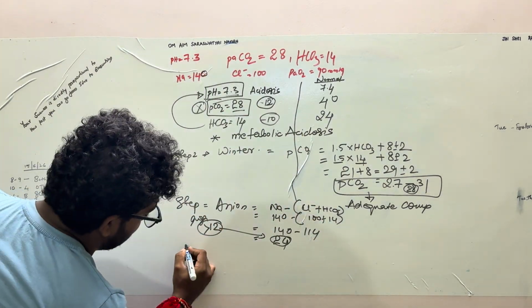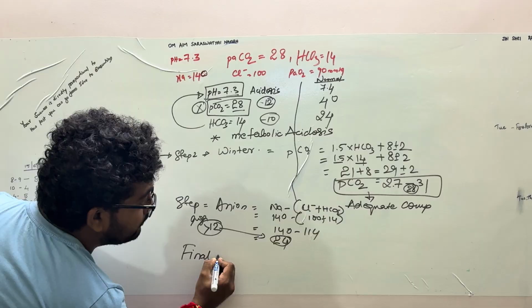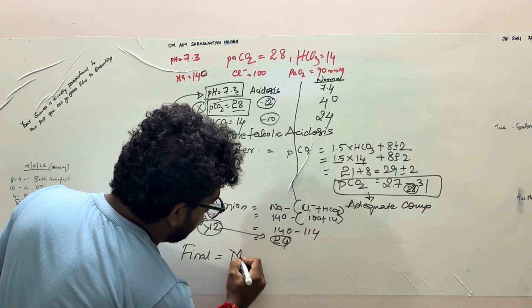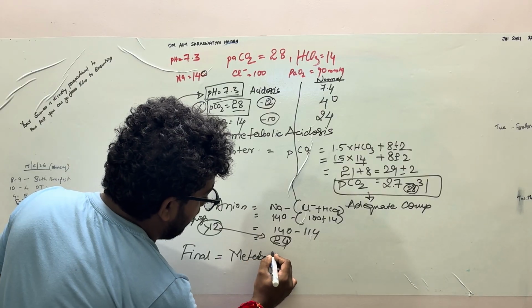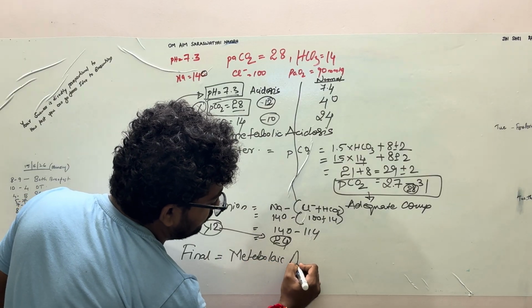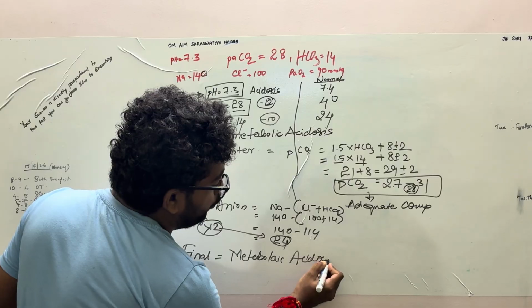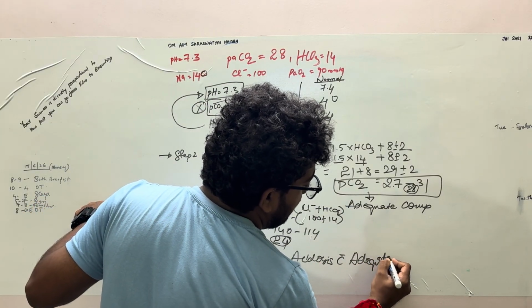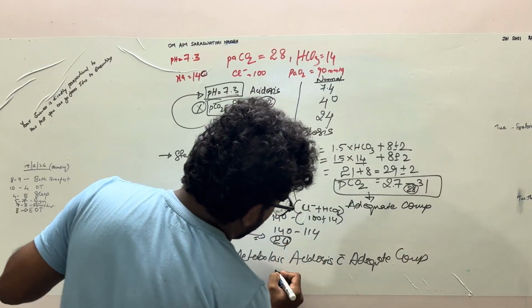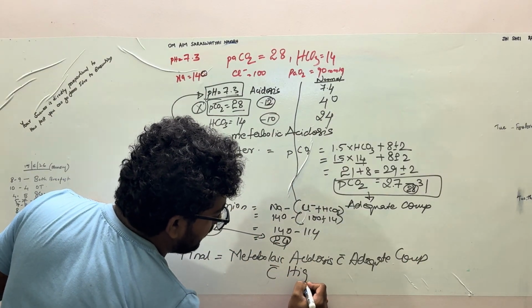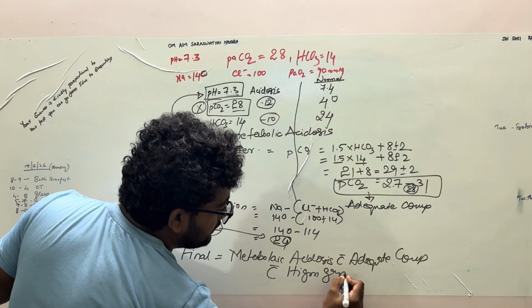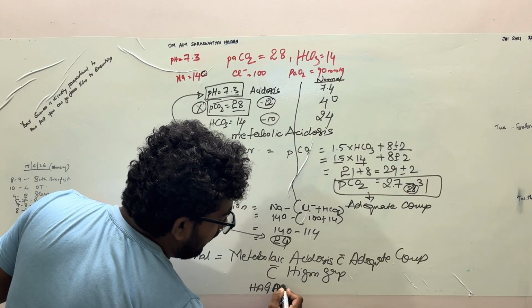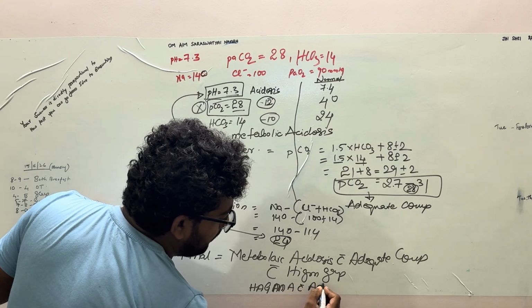So the final answer is metabolic acidosis with adequate compensation with high anion gap, simply called HAGMA: high anion gap metabolic acidosis with adequate compensation.